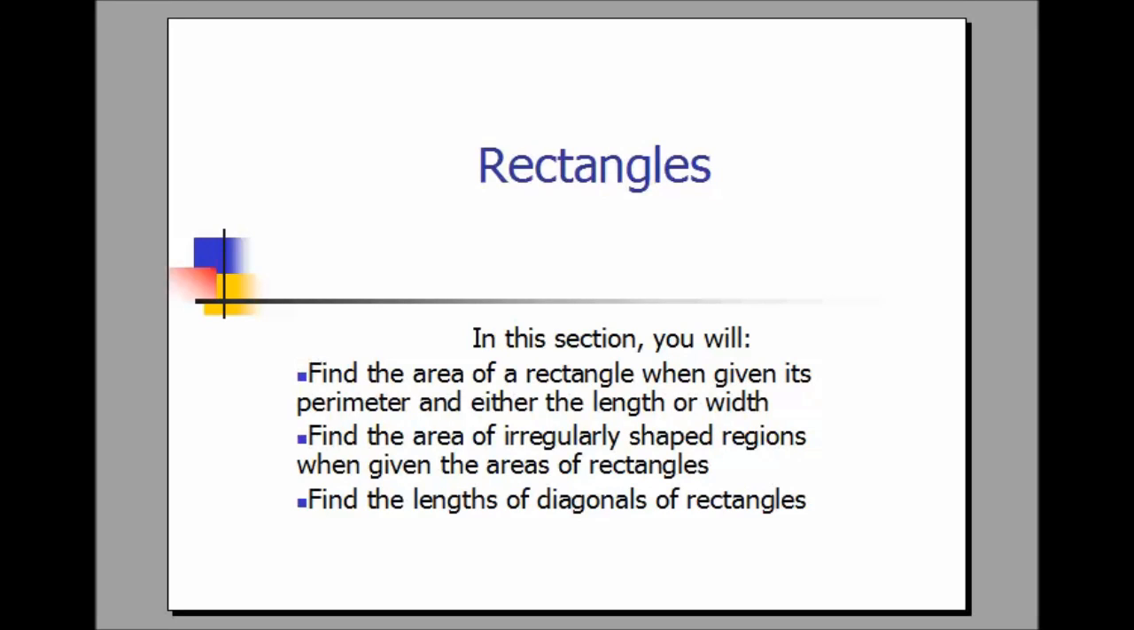This section is about rectangles, and you will learn how to find the area of a rectangle when given its perimeter and either the length or width. You will learn to find the area of irregularly shaped regions containing rectangles, and you will learn to find the lengths of diagonals of rectangles.